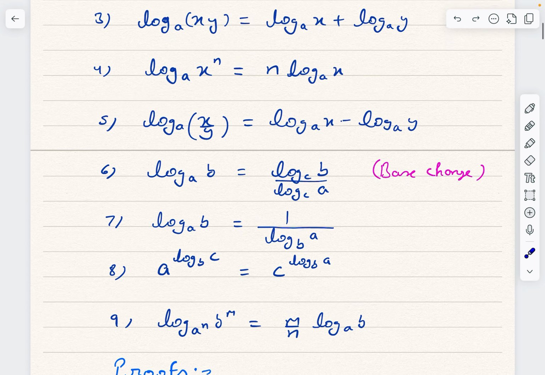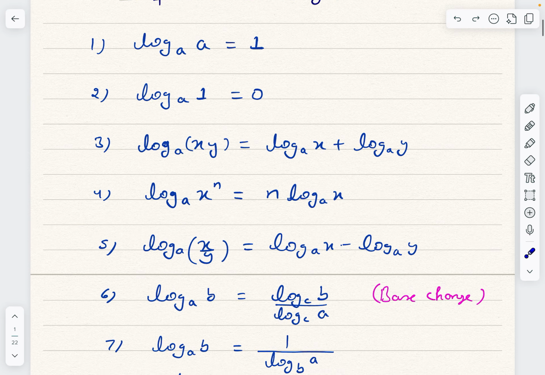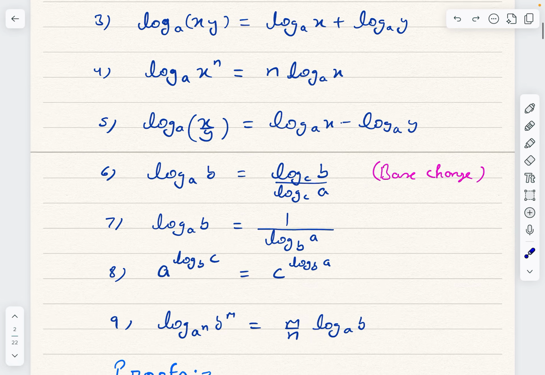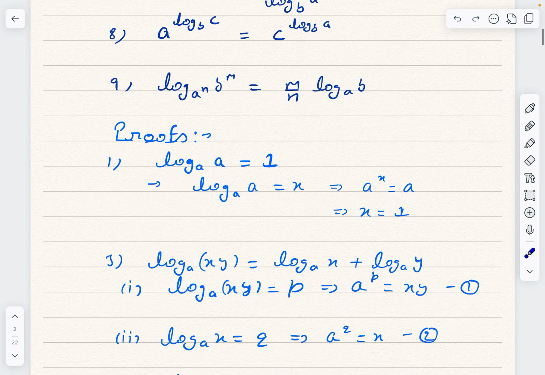Okay, these are the 9 properties, guys. You have to write them down somewhere because these are very, very important. All the questions will be based upon this thing. In mains, advanced, directly the things will be used. Let us see some proof of them. So I'll discuss first one here first.